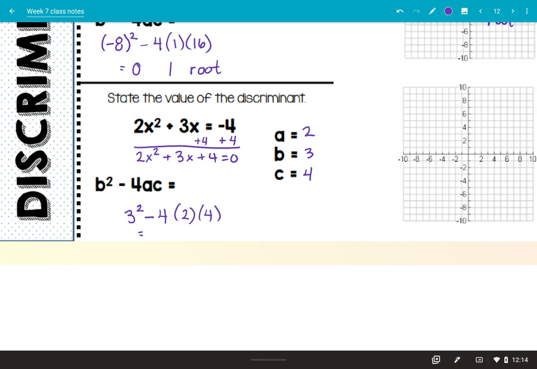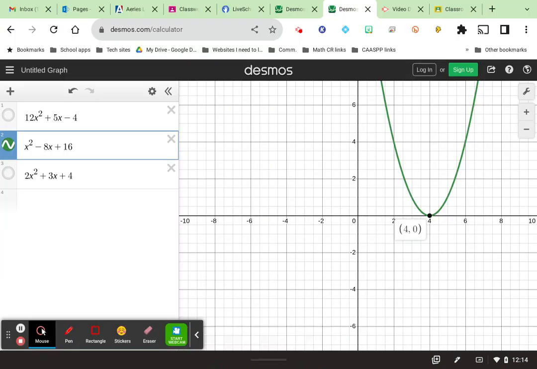You can probably hear me clicking it in. And we get negative 23. What that means is that we have 0 roots. And on your assignment, we do want to see what your answer is, what the discriminant is, and how many roots you are going to have. And if we graph that one, close that one, bring this one up, we can see it doesn't touch the x-axis at all, okay? Not at all.